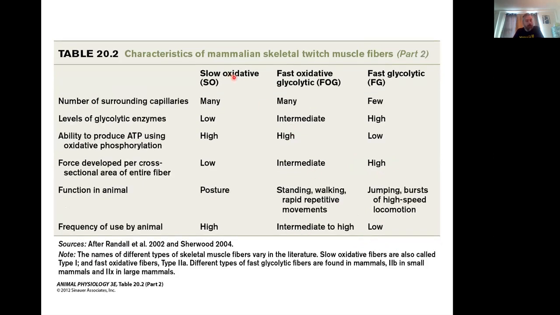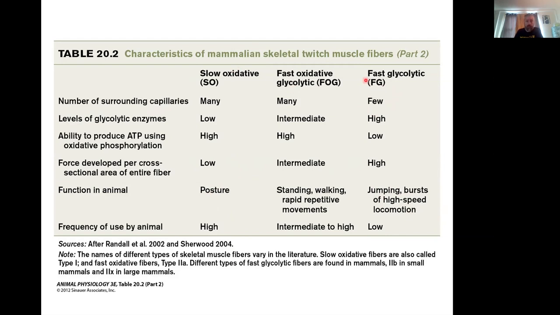Related ideas here, right? Blood supply. If you're going to require oxygen, you require a lot of blood supply, so there will be a lot of capillaries in the area. But if you're glycolytic, you don't need it. There'll still be capillaries, but you don't need as many, okay? And again, we think about posture versus activity. Oxidative for long held contractions, fast glycolytic for short bursts of activity. All right, simple as that.